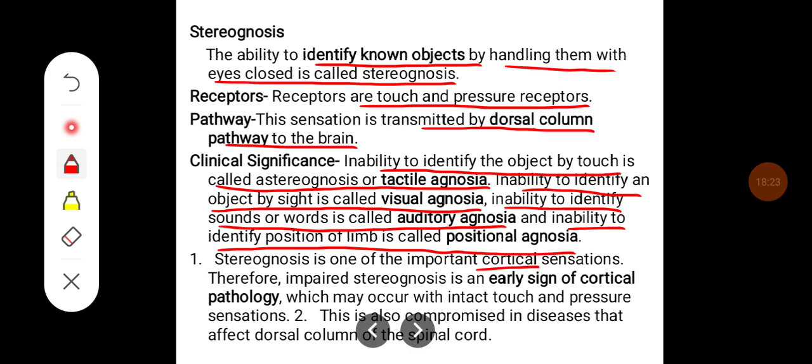Stereognosis is one of the important cortical sensations. Therefore, impaired stereognosis is an early sign of cortical pathology, which may occur with intact touch and pressure sensation. This is also compromised in diseases that affect the dorsal column of the spinal cord.